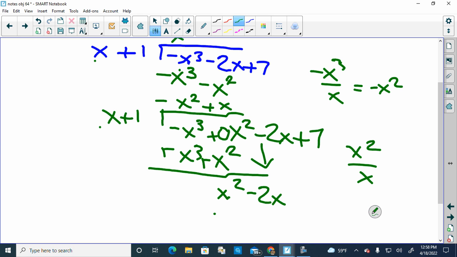Okay, what do I need to do now? Distribute it to what's on the outside. So x times x is x squared. Remember, they should match up, which they do. And then x times 1 is just going to be 1x. Okay, now what do I need to do? Switch signs. So negative. That cancels out. That's going to give me a negative 3x. Okay, gotta scoot that up.